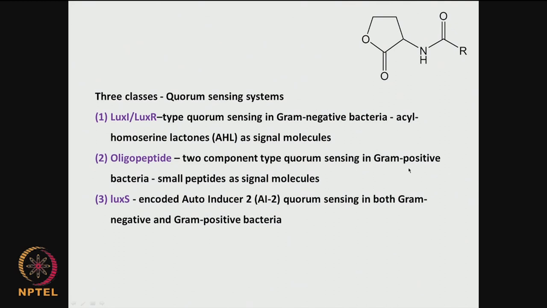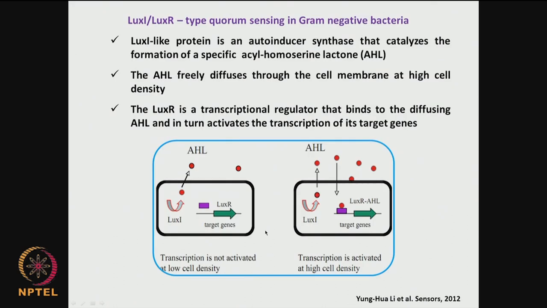If you look at gram-positive bacteria, they produce oligopeptides. These are two-component type quorum sensing systems in gram-positive bacteria. These small peptides are equivalent to the AHL signaling molecules produced by gram-negative bacteria. Then we also have LuxS. These encode autoinducer 2 quorum sensing in both gram-negative and gram-positive bacteria. So, predominantly gram-negative bacteria produce acyl homoserine lactones, and gram-positives produce oligopeptides. Most bacteria are covered by these, and of course, we also have LuxS, an autoinducer produced by both gram-negative and gram-positive bacteria.